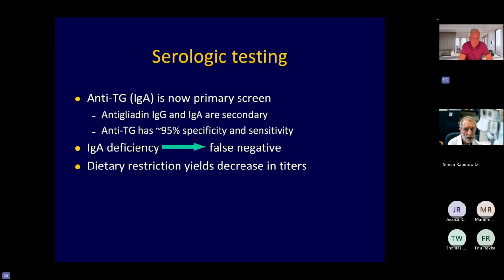Tissue transglutaminase antibody is now the primary screen. Anti-gliadin IgG and IgA are clearly secondary. And again, anti-TTG has a close to 100% specificity and sensitivity. Those patients who are IgA deficient may give you false negatives, which is why you can look at the IgG variant of the antibody. And the last thing you want to do is these serological tests on a patient who's on a gluten-free diet. They have to be taking gluten because even in a patient with celiac disease, a period off of gluten will result in a normalization of antibody levels.